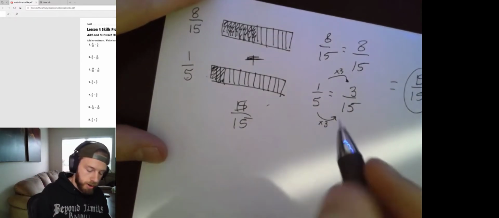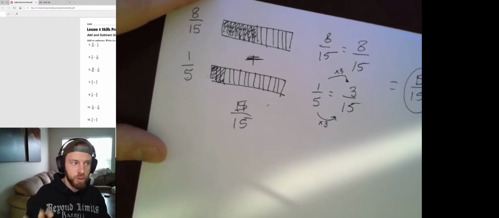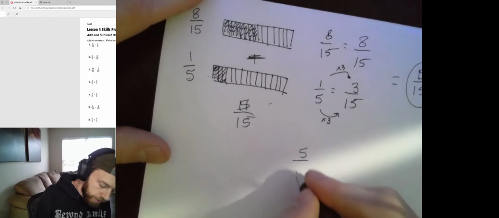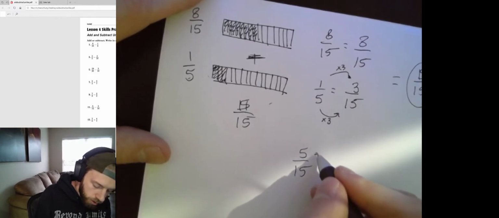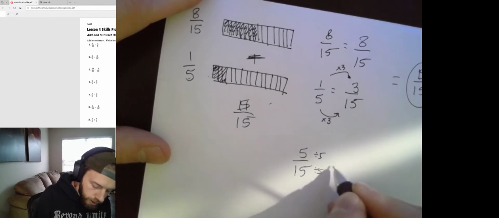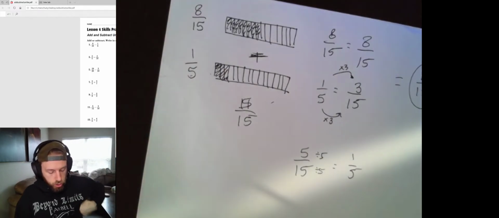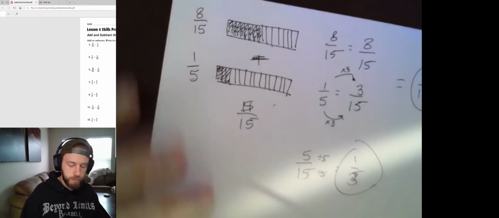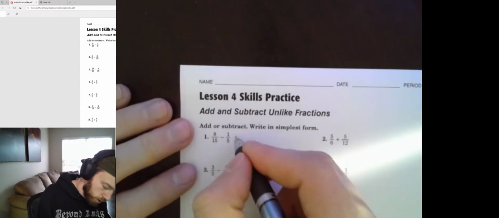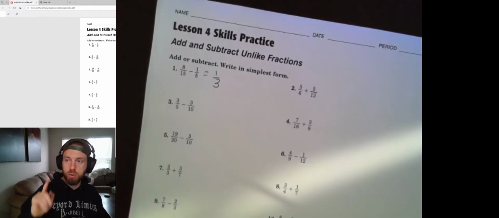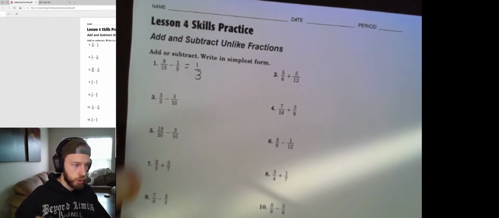And just like we talked about yesterday, if you get an answer that can be simplified, you must simplify it. And 5/15 can be simplified because both 5 and 15 have the greatest common factor of 5. And that reduces down to 1/3. So your answer to number 1 is 1/3. Let's see if I don't totally screw up number 2.